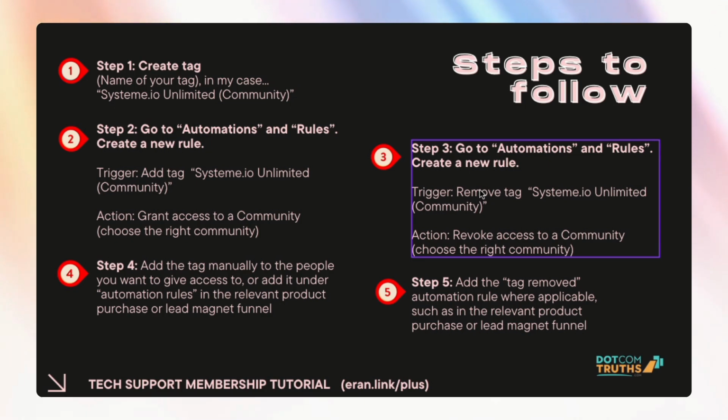So here you're gonna go to automation rules, create a new rule, and this time the trigger is remove tag. Here it's add tag, here it's remove tag. And the action is to revoke access to a community and choose the right community. So here it's grant access, here it's revoke access. These are the basic automations you need to have set up. Now I'm going to share my screen and show you how to do steps 1, 2, and 3.